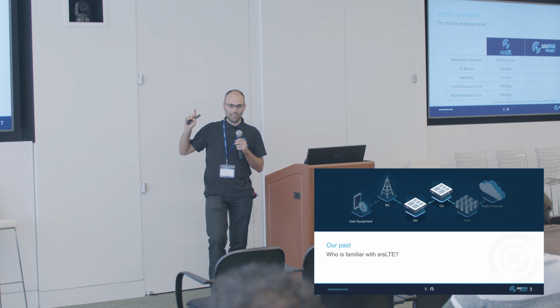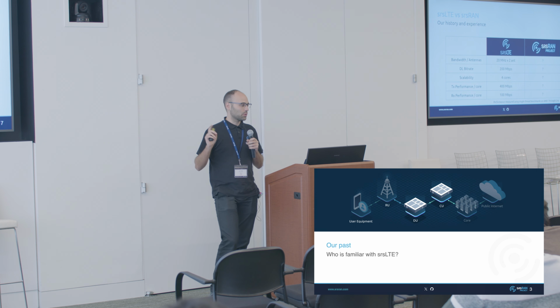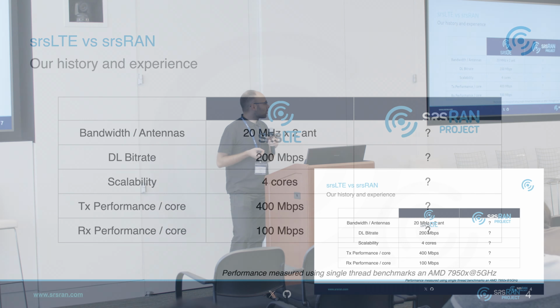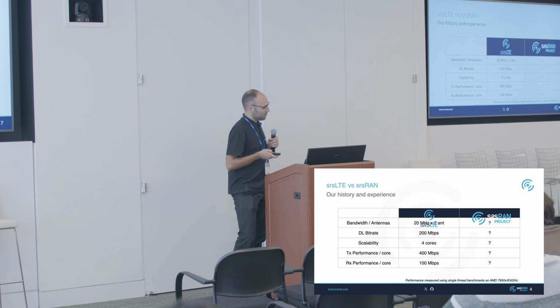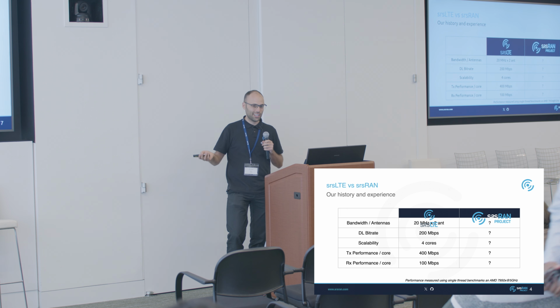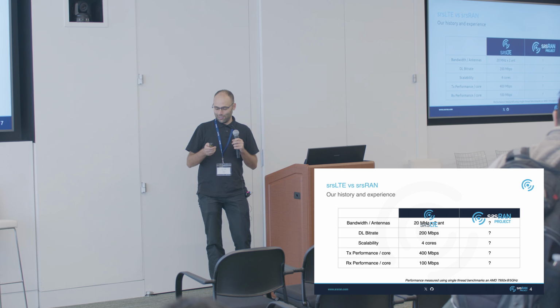What we supported in our srsENB: we supported up to 20 megahertz bandwidth. With 2 antennas, we were able to reach 200 megabits per second in every sector. And we could scale our processing to 4 cores. In our benchmarks, with an overclocked CPU, we could reach 400 megabits per thread in the downlink and 100 in the uplink. I don't know how you feel about this, but to me, it looks very low.